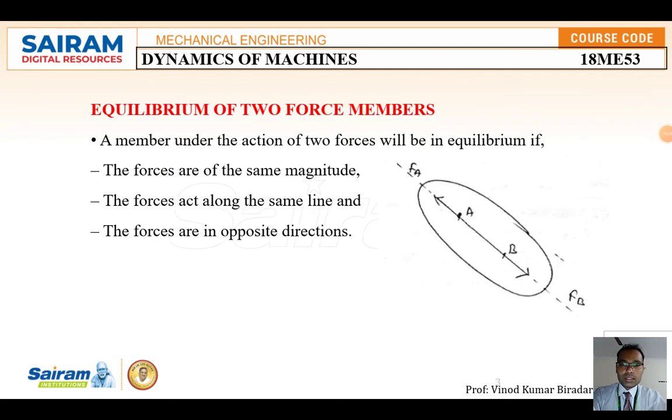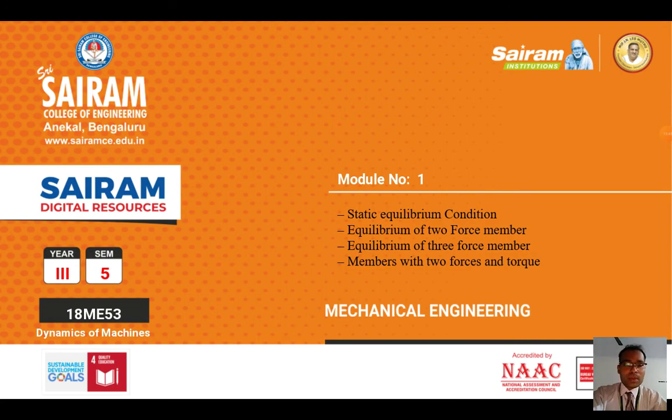Look at the conditions. The static equilibrium condition means the summation of forces is equal to 0, and the moment produced about any arbitrary axis is equal to 0. The second case is the 2-force member: both forces are equal in magnitude, opposite in direction, and acting on the same line. For the 3-force member, the forces acting on the given element should meet at a point, called the point of concurrency. That is the condition for equilibrium of a 3-force member.